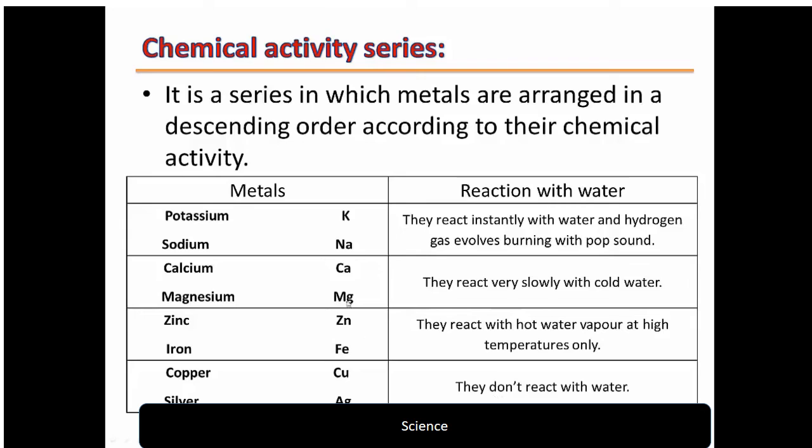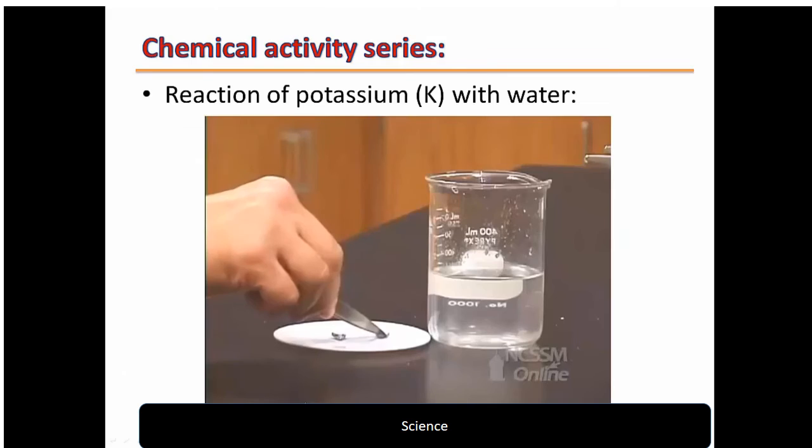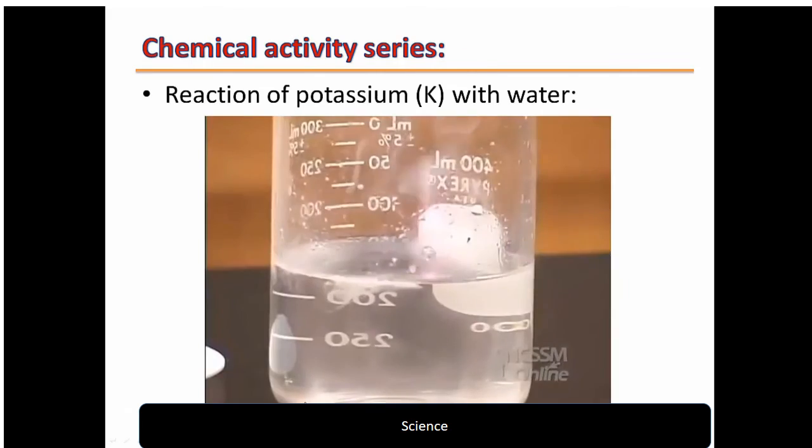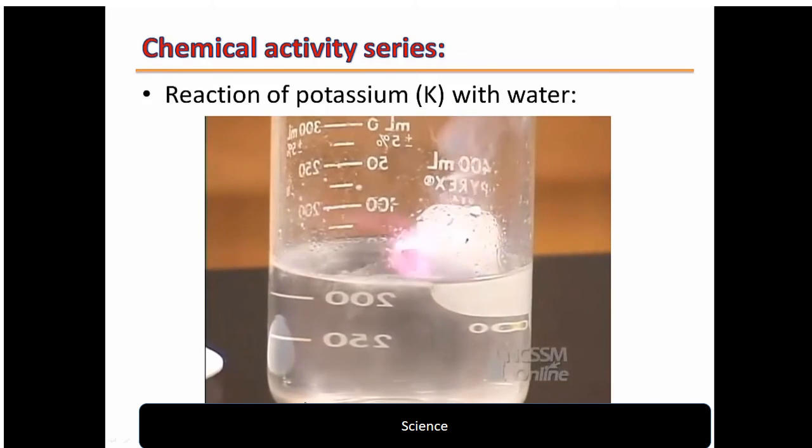As you can see, what's meant by chemical activity series? It is the series in which metals are arranged in a descending order according to their chemical activity, from more active to less active and finally to inactive. Let's see the reaction of elements with water. This is the reaction of potassium with water. It happened instantly.